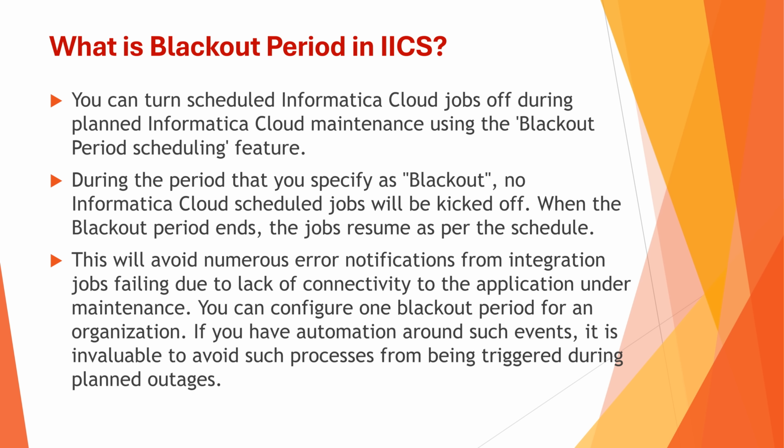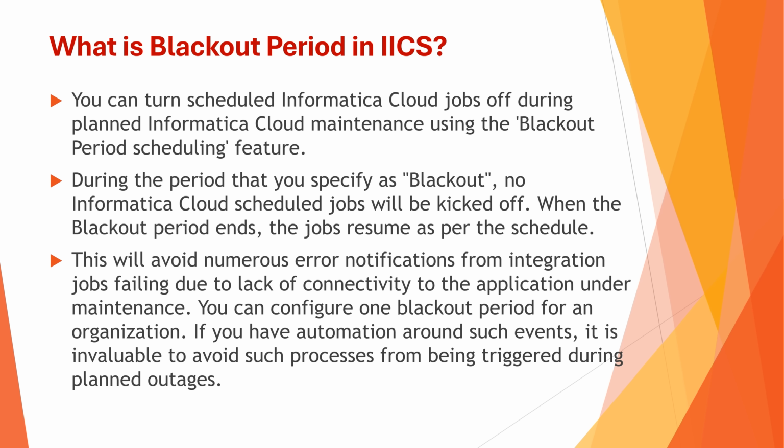So at that time, if my scheduled job runs tomorrow between 9 a.m. to 10 a.m., my jobs are going to fail with an error notification as jobs failing due to lack of connectivity to the application under maintenance. These types of error notifications we will get. So we know that tomorrow there is an Informatica cloud maintenance. Our jobs are going to fail with some error notification. I don't want this notification and I want to keep all scheduled jobs turned off in that particular time period. So I will use this blackout option.